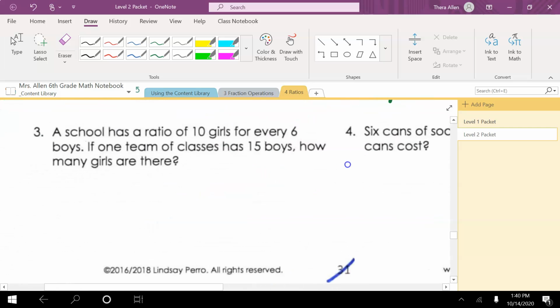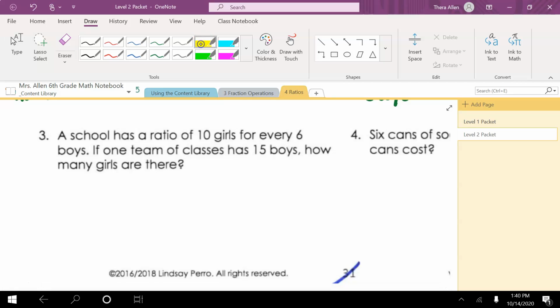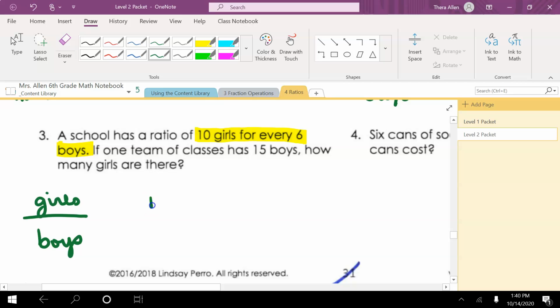Let's go look at number 3. A school has a ratio of 10 girls for every 6 boys. Okay, there is my comparison, girls to boys. And it says 10 girls, that's going on top, for every 6 boys. And now I keep reading. If one team of classes has 15 boys, how many girls are there? Okay, it has 15 boys, and boys is going to be my denominator, so it's going at the bottom. But I need to know how many girls. And this time I'm going to use the variable G to represent girls.